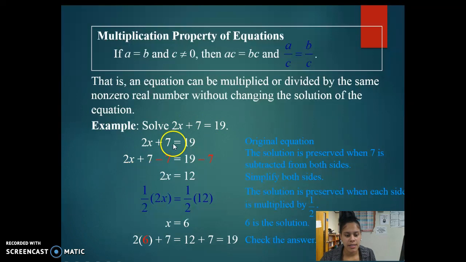2x plus 7 is equal to 19, so of course you want to get rid of the 7, so you're going to subtract 7 from both sides, which leaves you with 2x is equal to 12. Then 1/2 times 2x is equal to 1/2 times 12, which gives x is equal to 6. And of course you check your work, plug in 6, and you'll get 19.